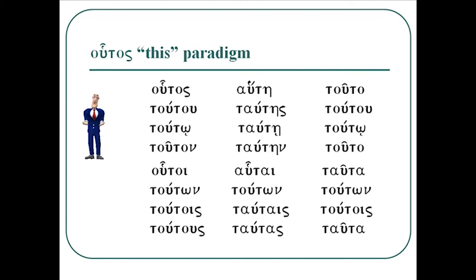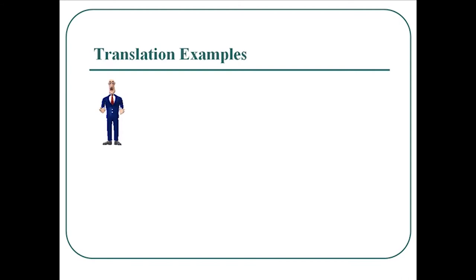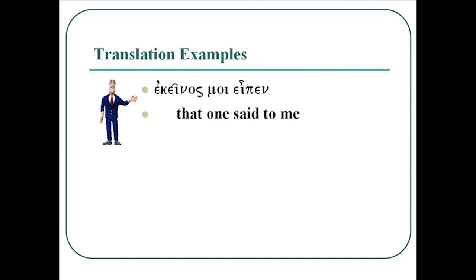So again, we're not going to memorize this, but you should be able to recognize this and just know this when you see it. A couple examples of how these demonstrative pronouns are used in actual sentences. Ekenos moi apen. That one said to me. That one, you see, is a pronominal use of ekenos. It doesn't modify a noun or anything. It stands by itself. That one said to me, moi. Apen means said.